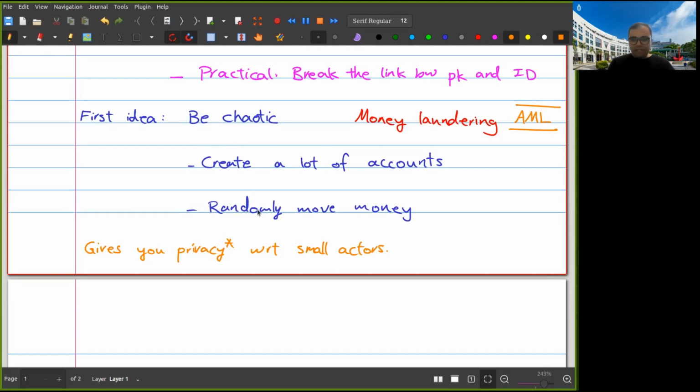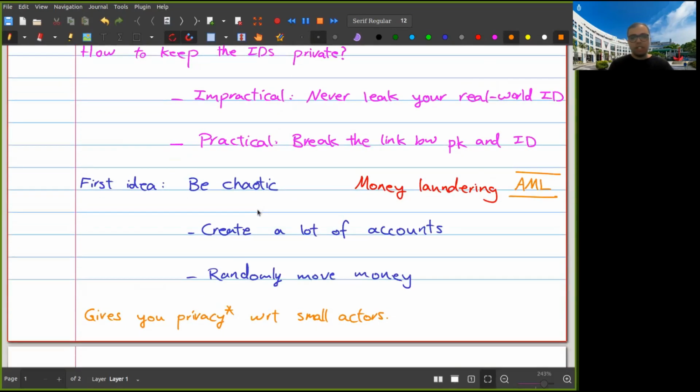So what we actually want to do is some sort of privacy preserving transfer of money between your accounts so that it's really impossible to connect the two accounts together. And this is where we get to the second idea for having privacy. And this second idea is to use a mixer.